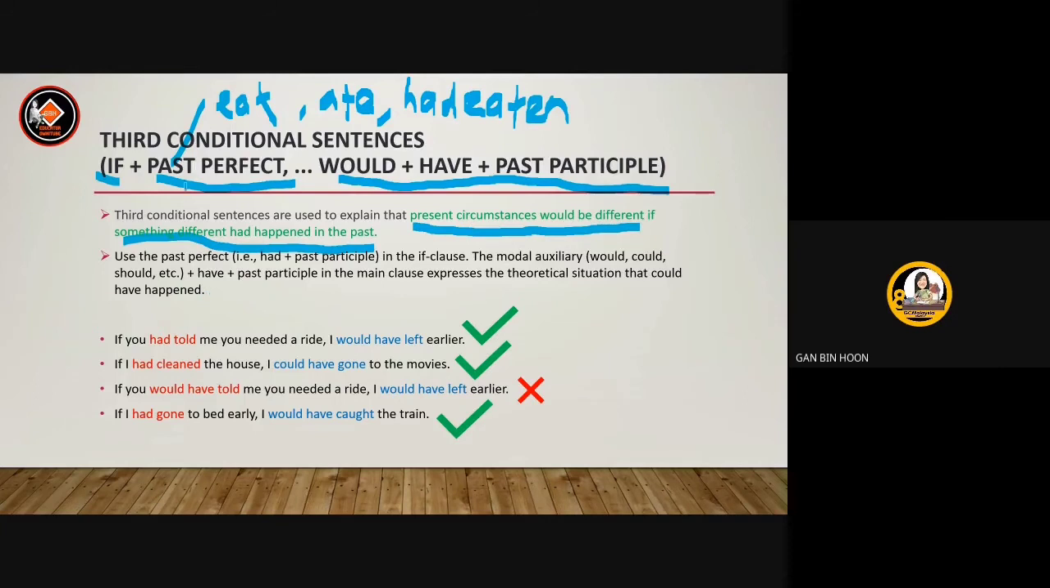Okay, so you have to use the past perfect, had plus past participle, and would have. Modal auxiliary will be would, could, should, etc. Would, could will be mixed with have. And then there must be a past participle. Example: if you had told me, I would have left earlier.